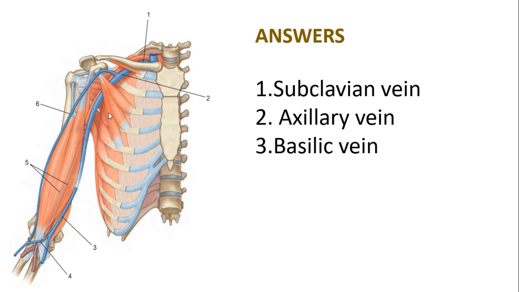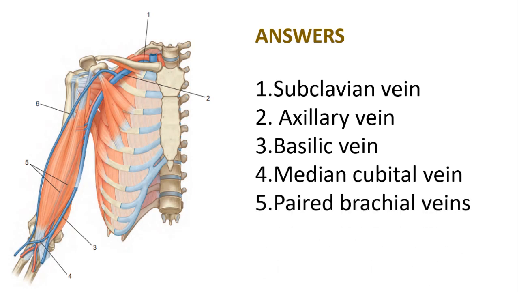So there are 2 branches that you need to understand: the cephalic and the basilic. The cephalic moves along the outside of the arm, and the basilic will move along with the axillary artery and the brachial artery. Then 4 is the median cubital vein, which is going toward the cubital fossa. And then we have 5, the paired brachial veins, and 6 is the cephalic vein, which I just explained. So please make sure that you're able to identify these parts and label them.